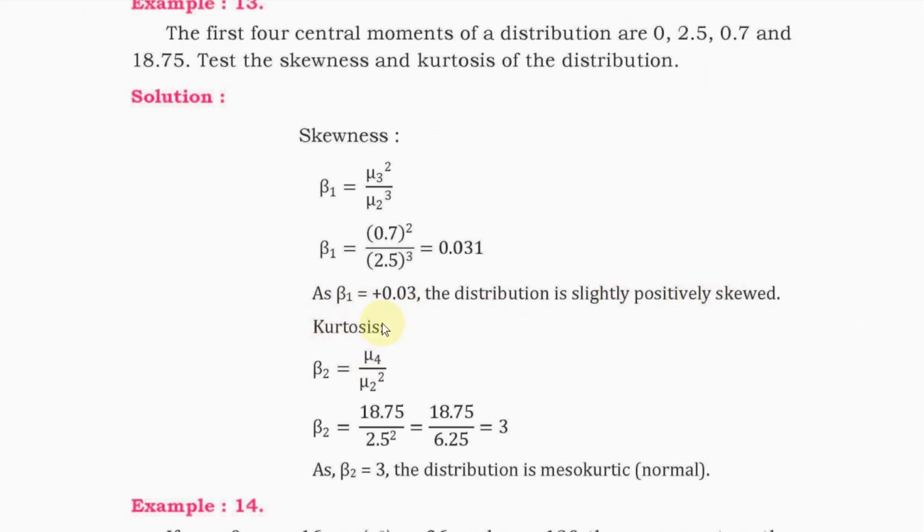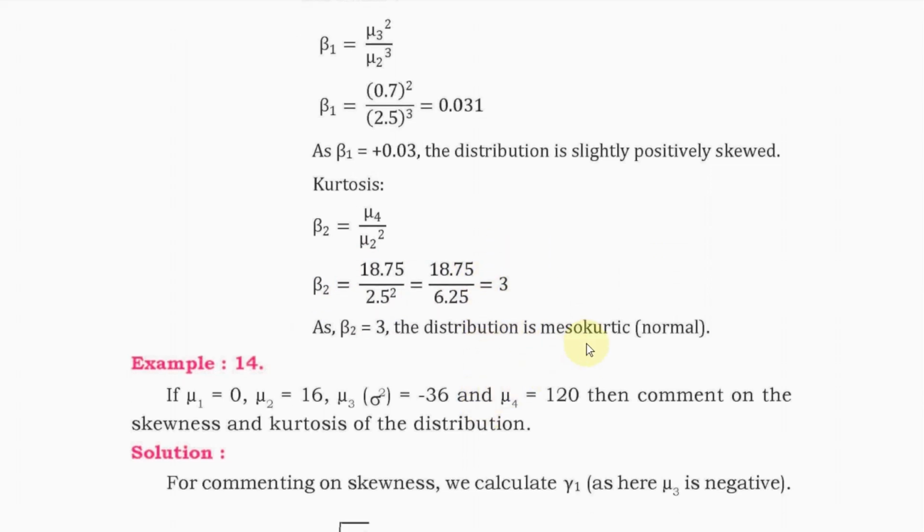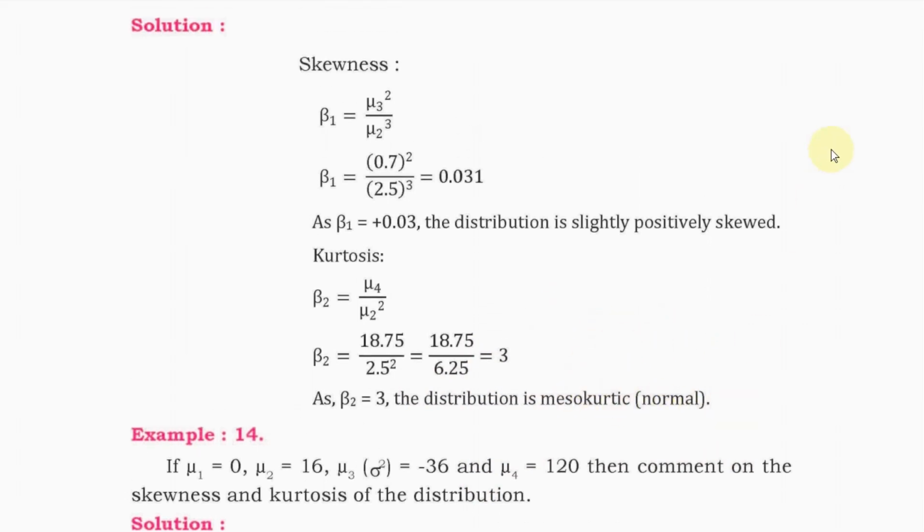Next, let us look at the kurtosis value here. So we have the kurtosis value as beta 2 is equal to mu 4 divided by mu 2 square. So mu 4 here is 18.75 and mu 2 value is 2.5. So mu 4, 18.75, divided by 2.5 square, that is 18.75 divided by 6.25, which is exactly equal to 3. Okay, so as the beta 2 value is exactly equal to 3, therefore the distribution is a mesokurtic distribution or a normal distribution.